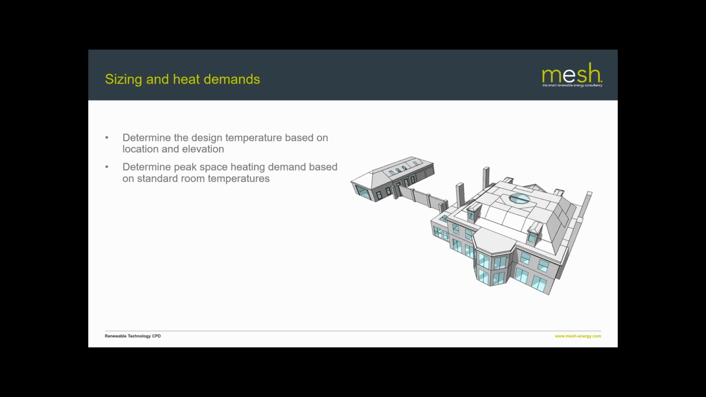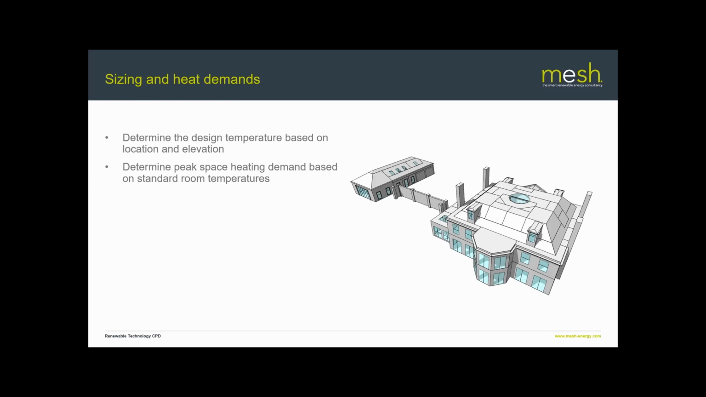The next thing to do is determine the peak space heating demand based on the standard room temperatures. So the peak space heating demand is basically how much heat that room is going to lose on the coldest day of the year. You decide what the coldest day of the year is, which is the design temperature day, and you then work out how much heat is coming out of the room on that design temperature day, and that's based on standard room temperatures.